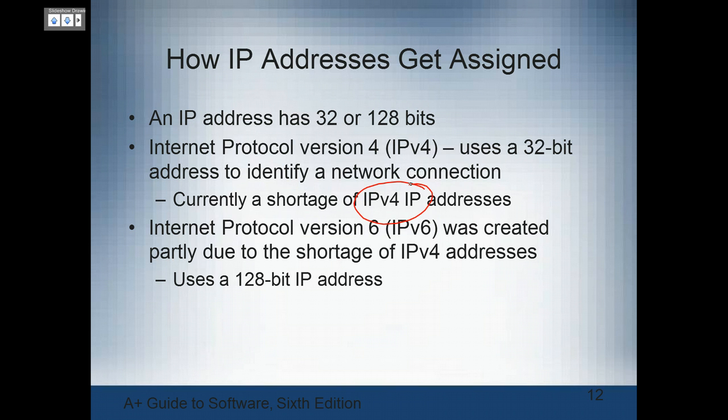128-bit IPv6 works a little bit differently. You still have a subnet mask. It's kind of a pain to use because it's written in hexadecimal. Just try pinging an IPv6 address sometime. Just how long does it take you to write the address?